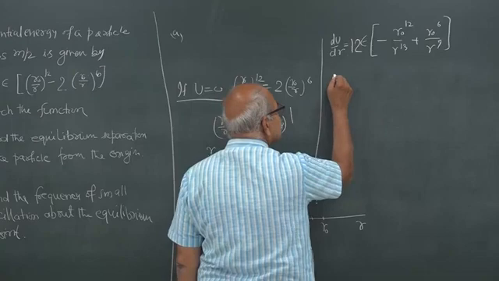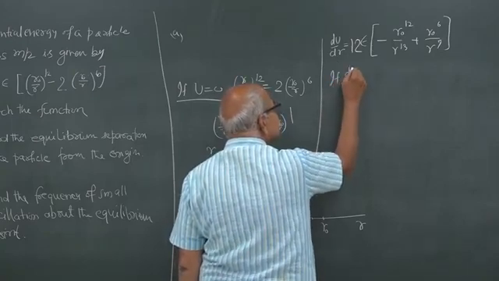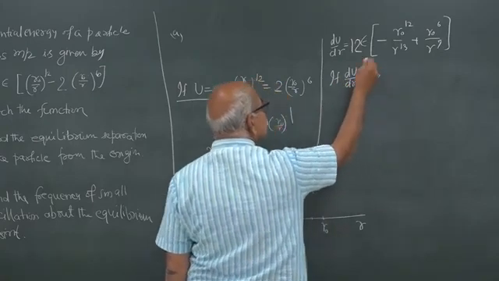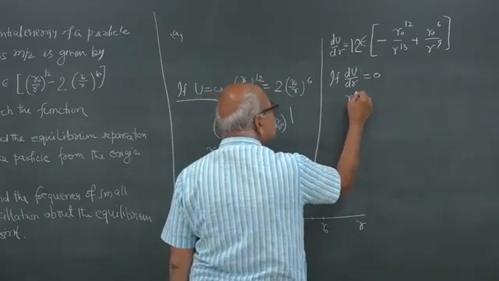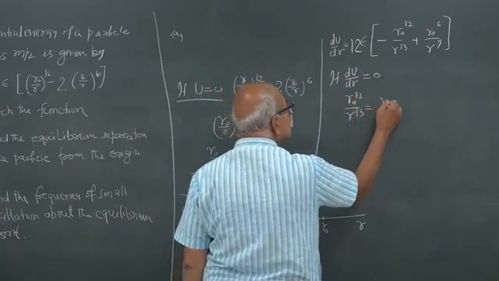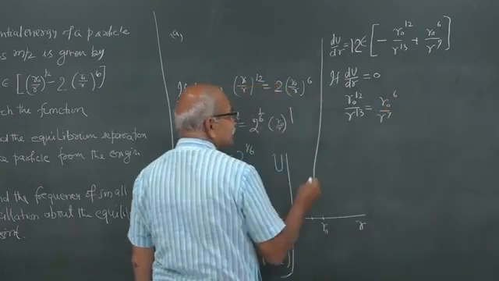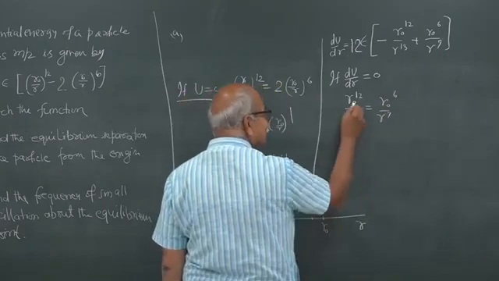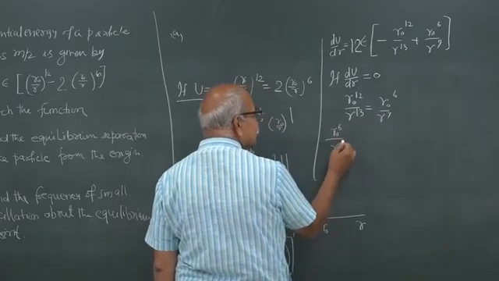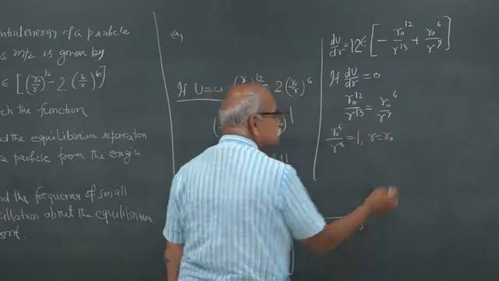Now, if du dr is 0, that means r naught to the power 12 divided by r to the power 13 should be equal to r naught to the power 6 and r to the power 7 here, and therefore, r naught to the power 6 divided by r to the power 6 should be equal to 1, r should be equal to r naught.